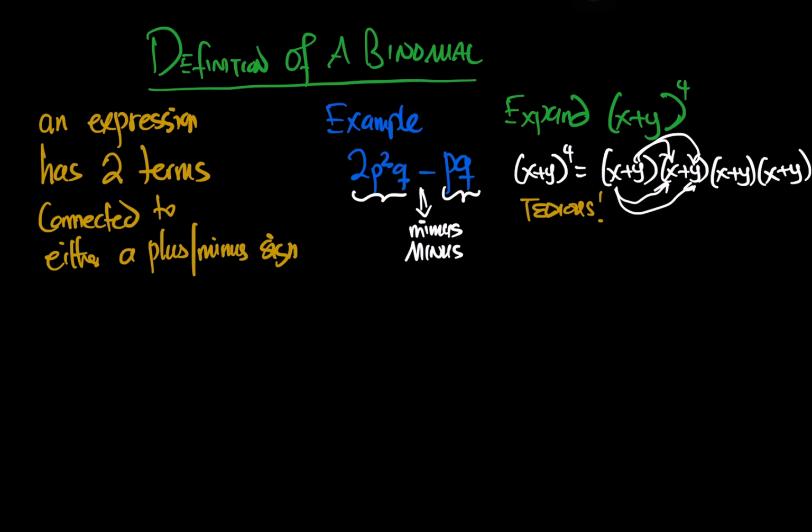Now we're done with the definition: a binomial is an expression that has two terms connected by either a plus or a minus sign, and we have this example. Now we're going to look at how we can do an expansion using binomials.